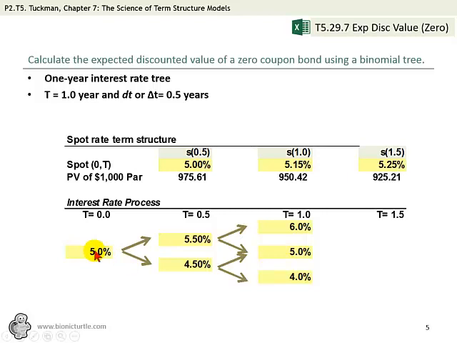And you'll notice 4 paths, but only 3 nodes here because this tree is recombining, which is to say that if we go up, then down, we end up at the same node as if we go down, then up. 4 paths, only 3 nodes because it recombines.